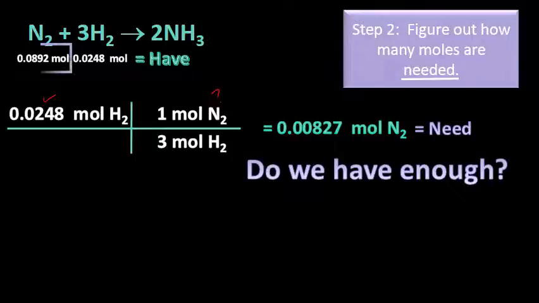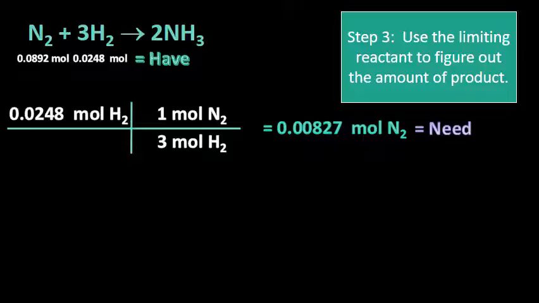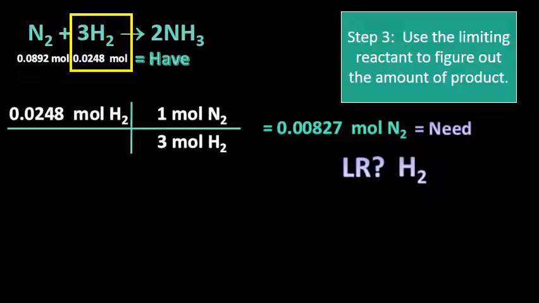Look back at what we started with. I started with 0.0892 moles, and I only need 0.008. Well, yeah, I have plenty of nitrogen. So that means it's the hydrogen that is our limiting reactant, because I need a lot less than what I have. So now I can use the limiting reactant, which in this case is the hydrogen, because I had so much nitrogen, it wasn't even funny.